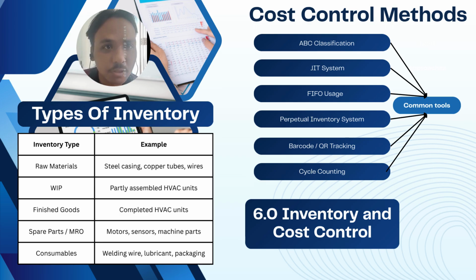For inventory and cost control, we have to apply cost control methods. The common tools that we can use are ABC classification, JIT system, FIFO, perpetual inventory system, barcode or QR tracking, and also cycle counting.